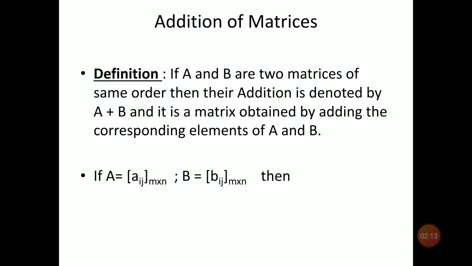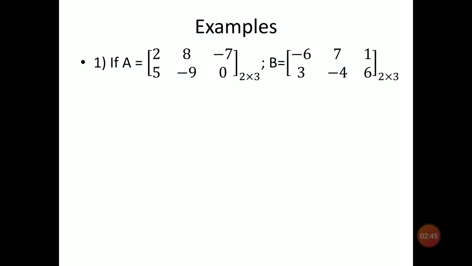Here A and B must be of the same order. You cannot add two matrices if they are of different order. Here A is a matrix of order m cross n, B is a matrix of order m cross n. Their elements we are denoting by the notations Aij and Bij respectively. Then A plus B is obtained by adding the corresponding elements of two matrices. Let us see one example, so it will be clear to you what we mean by adding corresponding elements.